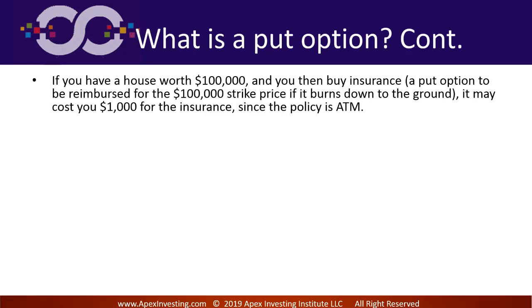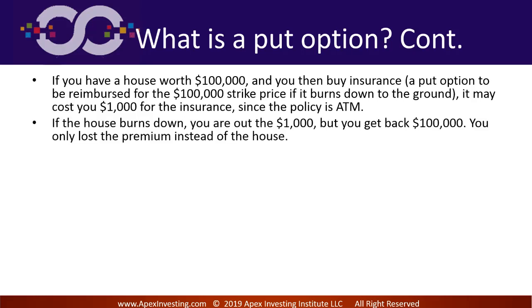So let's say you have a house worth $100,000, and you buy insurance, a put option, to reimburse you for the $100,000. So let's say it costs you $1,000 in premium for the insurance, because the policy is at the money. Okay? If the house burns down, you're out $1,000, but you get back $100,000. So you only lost the premium instead of the full value of the house.